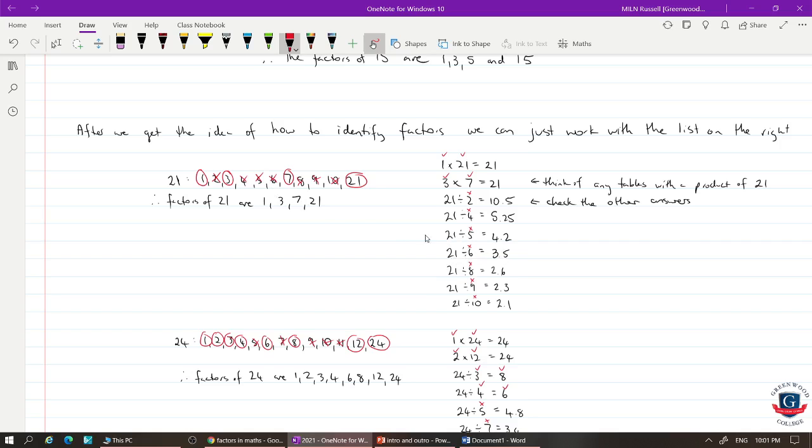Divided by 6. That's got a remainder. Cross it. We did 7 earlier. We're up to 8. 21 divided by 8 is 2.6. That's got a remainder. Put a cross through it. 21 divided by 9 is 2.3. That's got a remainder. Put a cross through it. And 21 divided by 10 is 2.1. That's no good. Put a cross through that. We can now identify the factors because we've exhausted our list. It's 1, 3, 7, and 21.